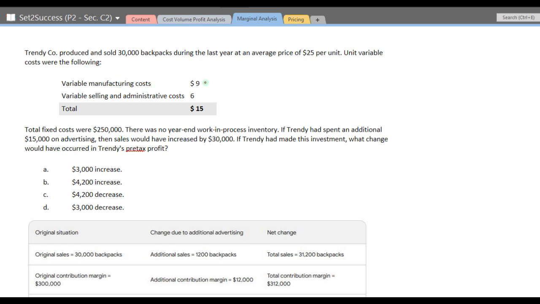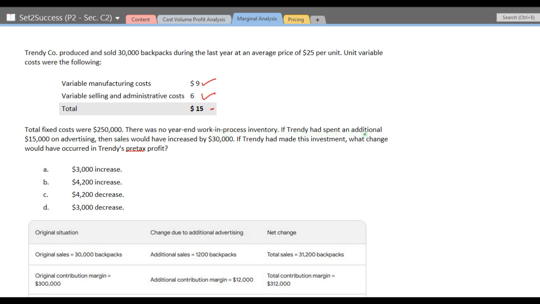Variable manufacturing cost is $9. Variable selling and administrative cost is $6. So total variable cost is $15. Total fixed cost was $250,000. There was no year-end work in process inventory.